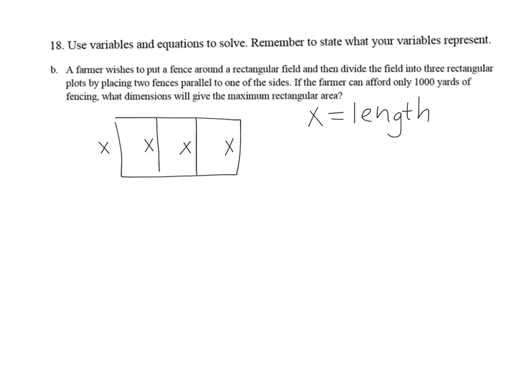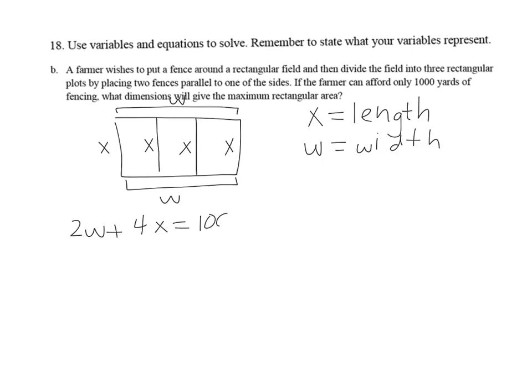Okay, so I'm going to use w for the width. I could use y, but I know I'm going to need a y for something later on, and it'll be a little less confusing if I don't use y for this. So if I use w for the width, and that goes across both sides of the diagram, that means that w plus w, or 2w, plus x plus x plus x plus x, or 4x, should equal 1,000 yards of fencing.